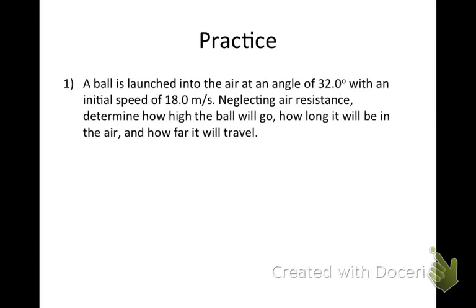So here is a practice problem. I am not going to work it out for you, but I will tell you the answer. A ball is launched into the air at an angle of 32 degrees with an initial speed of 18 meters per second. Neglecting air resistance, determine how high the ball will go, how long it will be in the air, and how far it will travel. So the same questions again, and you know that you are going 18 meters per second, and your angle is 32 degrees. You have to find all that stuff for the same trajectory.